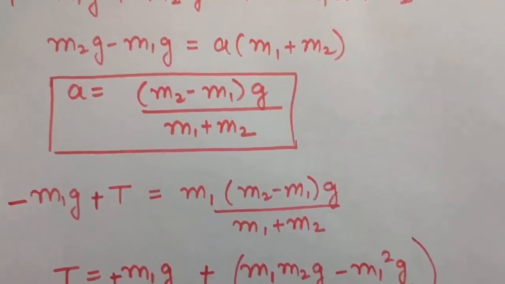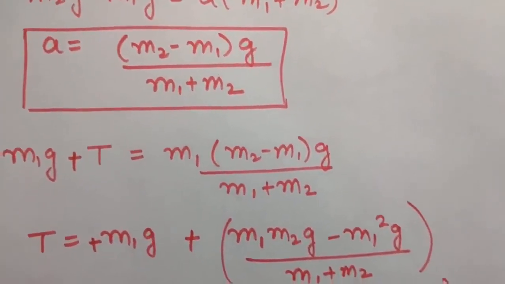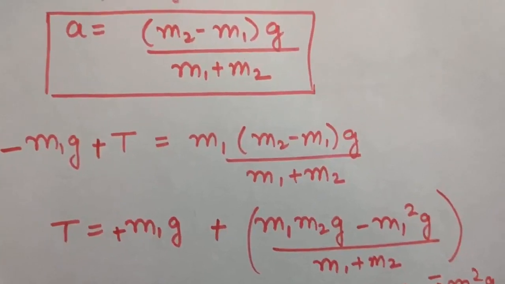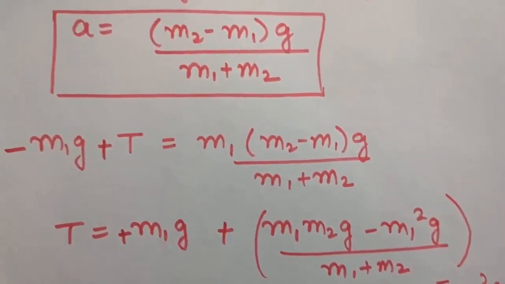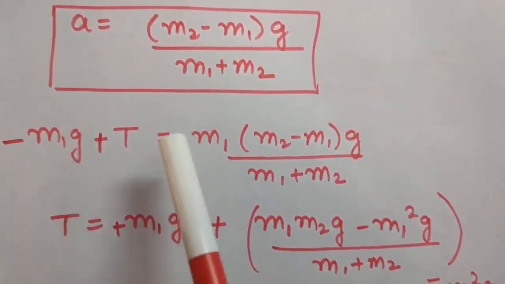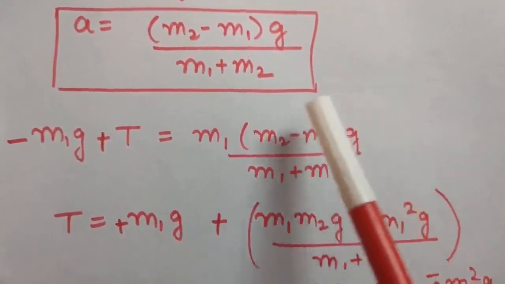Now you have the value of acceleration. We want to calculate tension also. In either the first or second equation, you can put the value of acceleration and calculate tension from there. I am putting the value of acceleration in the first equation, which is T minus m1g is equal to m1a. So this is the value of a. I have just put the value of a.